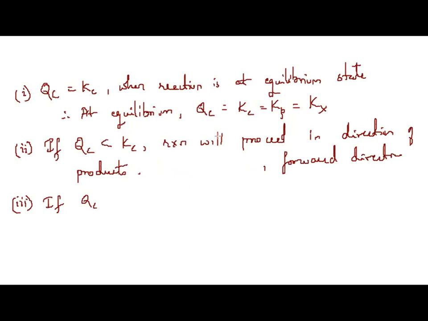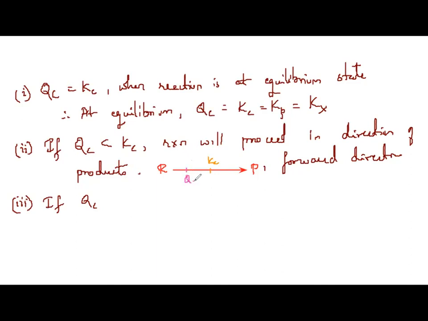So if the reaction is like this, let me say this is the reactant and this is the product. And let us say that somewhere at this point, Kc is there. Now, all the other points other than this become what? Qc, the concentration quotient.